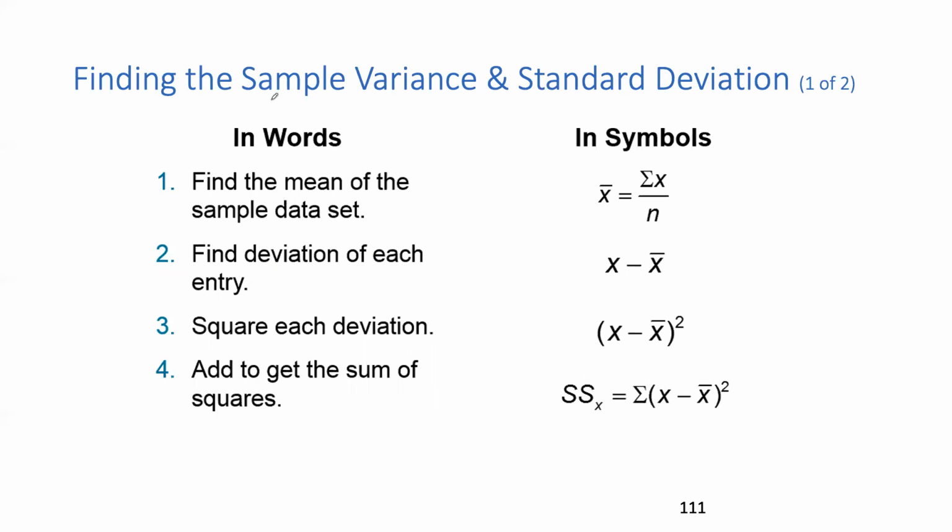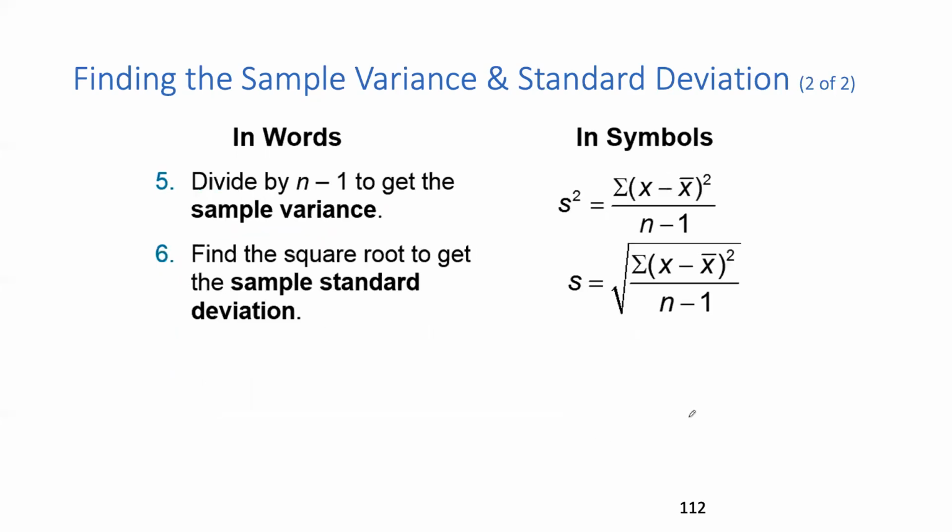If you're dealing with a sample data set, we first find the mean of the sample data set. So you add up all the entries and divide by n, and that's represented by x bar. Then you take each entry and subtract the mean, find the deviation from the sample mean, square those deviations, and find the sum of those square deviations. And because it's a sample data set, now you divide by n minus 1 to find the sample variance, s squared. And then the square root of the sample variance tells me the sample standard deviation.